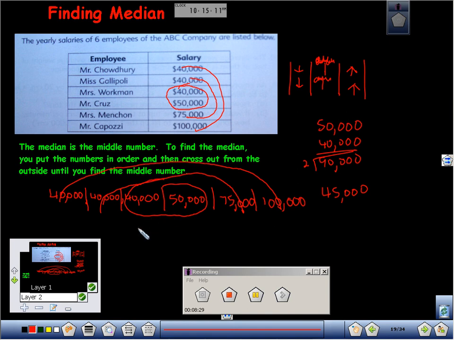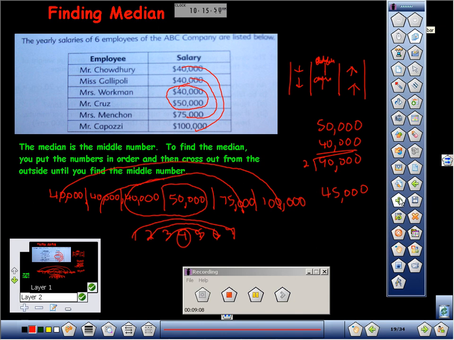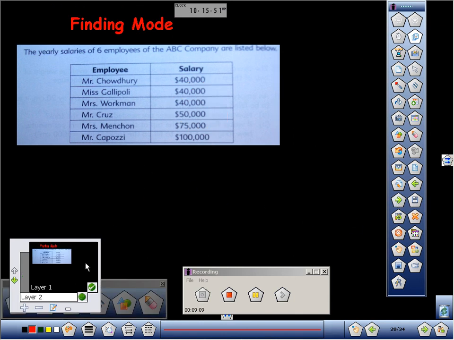Now sometimes, let's say if you had an odd number of numbers, like 1, 2, 3, 4, 5, 6, 7, you would cross out, make your little rainbow, and you ended up with 1 number in the middle, 4, then that would be the median. But if you end up with 2 in the middle, add them up and divide by 2, and that'll give you the middle, or the median. Okay? So that's median.